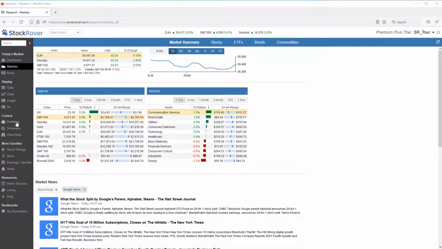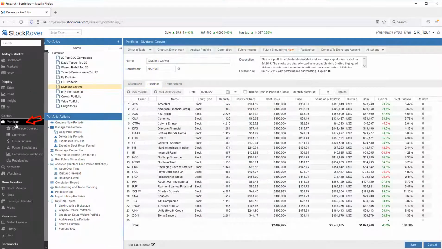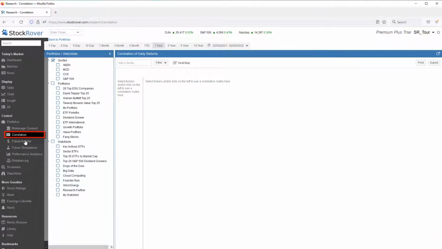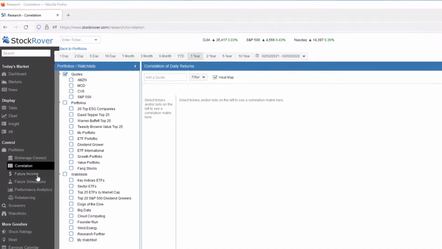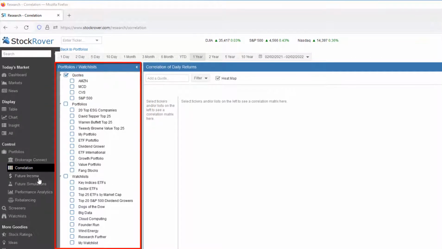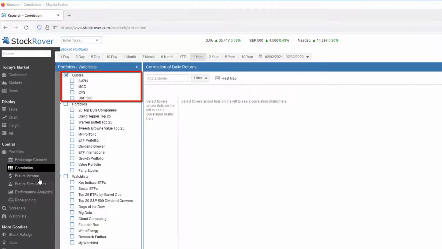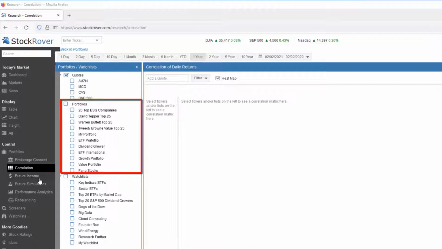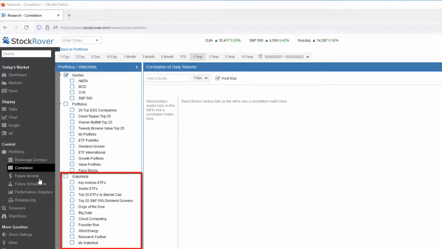Stock Rover's correlation facility can be found by first clicking on Portfolios in the gray Selector menu. We can choose any combination of tickers that we'd like to correlate from the navigation pane. We can pick specific tickers via Stock Rover's quotes list. We can correlate the tickers in a portfolio or multiple portfolios. We can correlate the tickers in a watch list or multiple watch lists. And we can correlate any combination of the three.